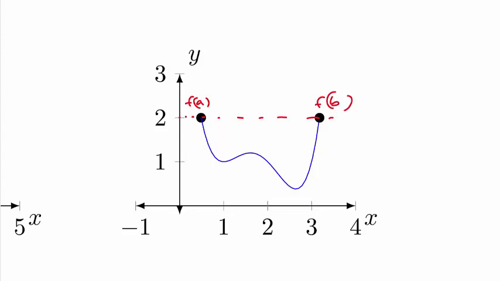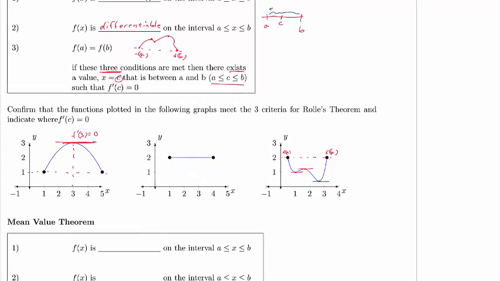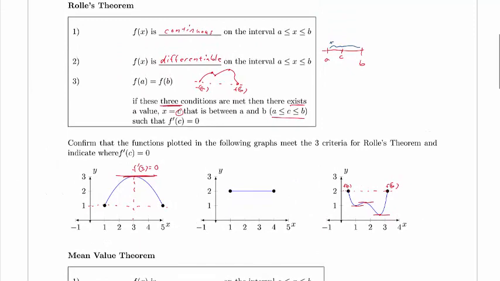All three conditions are met, and so that means we are guaranteed that we will have a derivative of 0 at at least one point. And note we've got a point here where the derivative is 0. Right here, the derivative is 0. And right here, the derivative is 0. So we actually have 3 points right there where the derivative is 0. Okay, and so that's all for Rolle's theorem. And that's the warm-up for the mean value theorem.